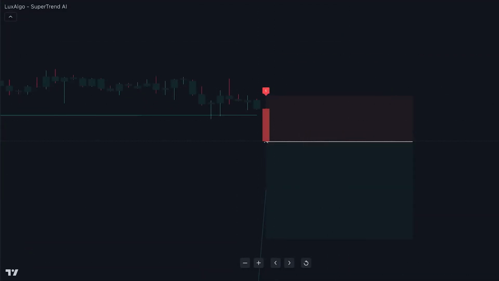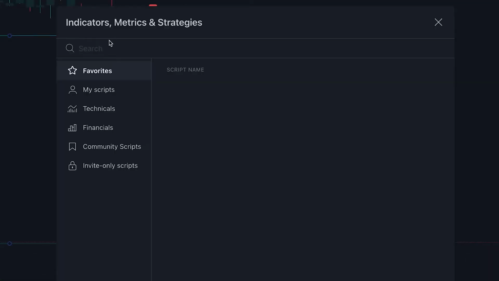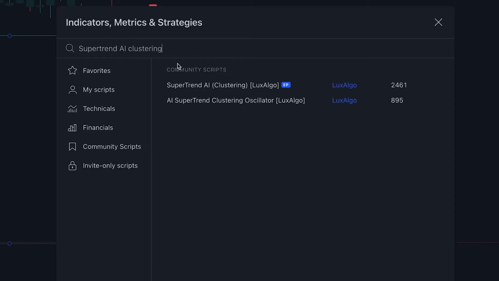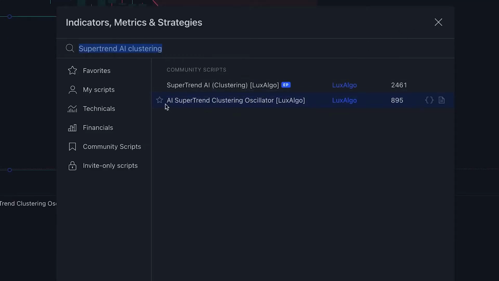While this indicator is very much powerful on its own, there is also an extension for this indicator in an oscillator format that even further improves your analysis. Go back to the Indicators tab and search Supertrend AI Clustering and add the oscillator by LuxAlgo. Click the star icons to save both of these indicators.